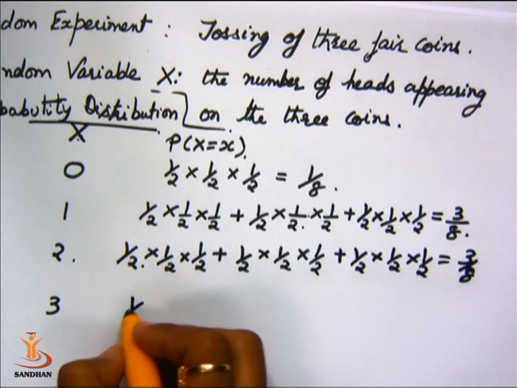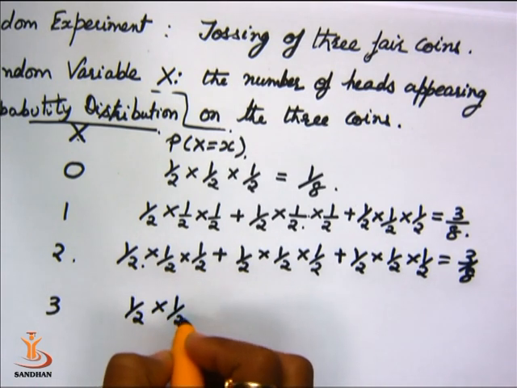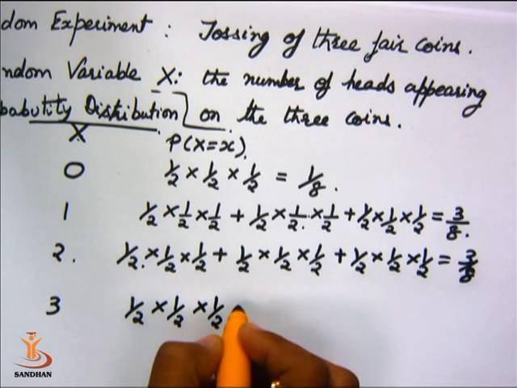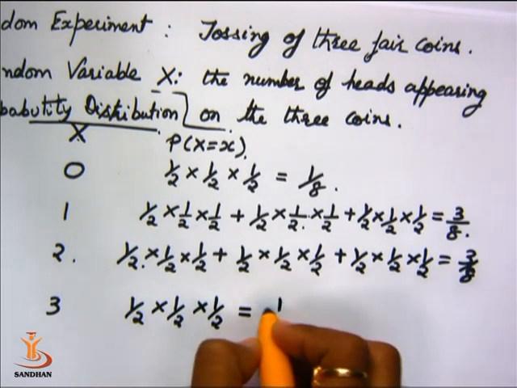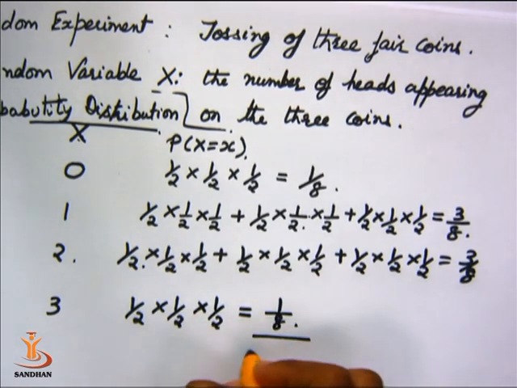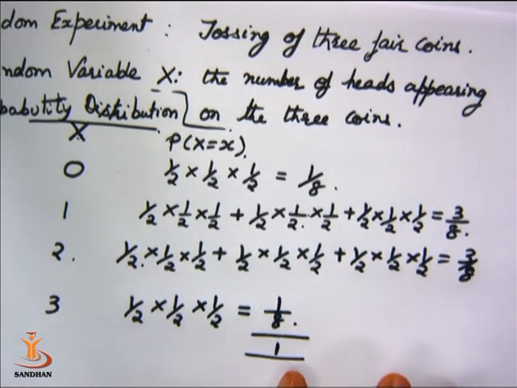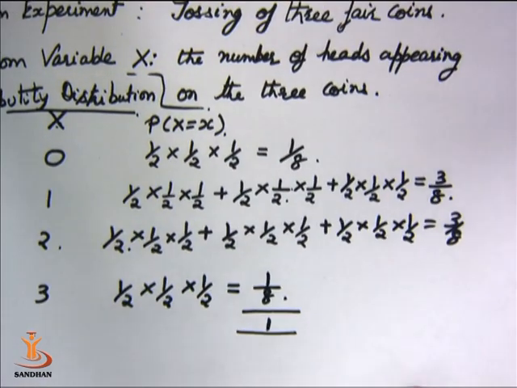And in the last case, all three coins are showing head. So the probability is this much. The sum is obviously 1. So let's talk about all the moments and the shape of this curve.